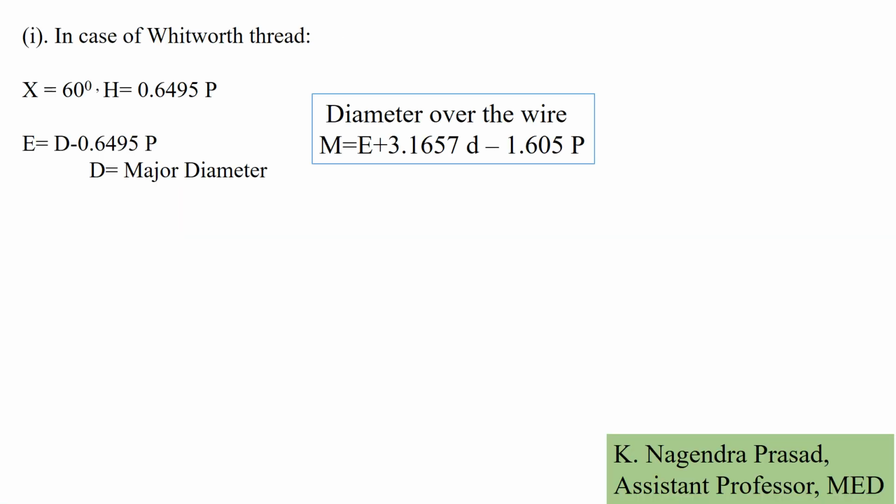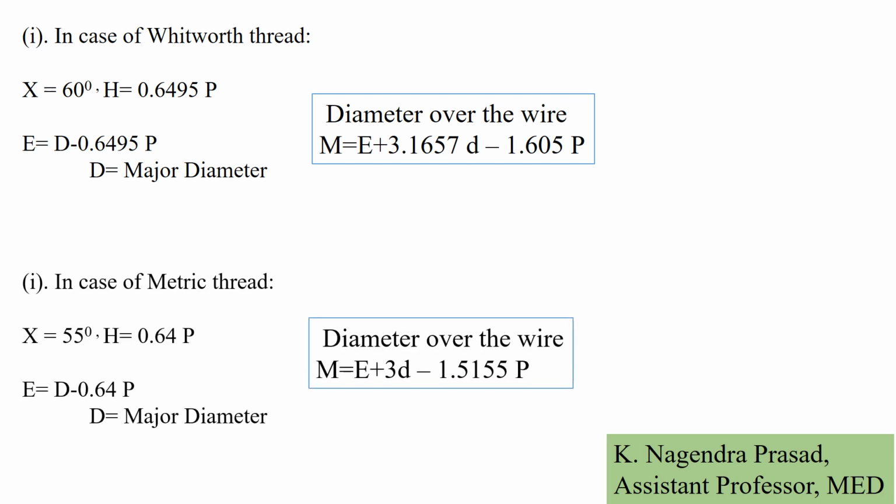So we know the thread angle in the Whitworth type of thread, that is the x value, is 60 degrees in the case of the Whitworth thread. Then we insert x equals 60 in the effective diameter. Then we will get E equals D minus 0.6495 into P. So here D is the major diameter.